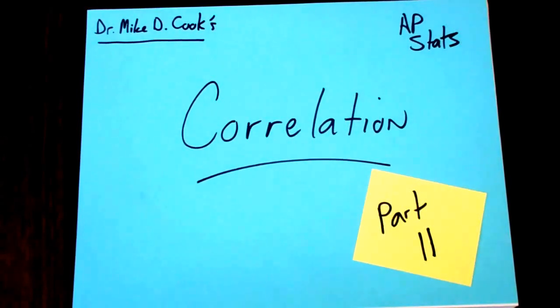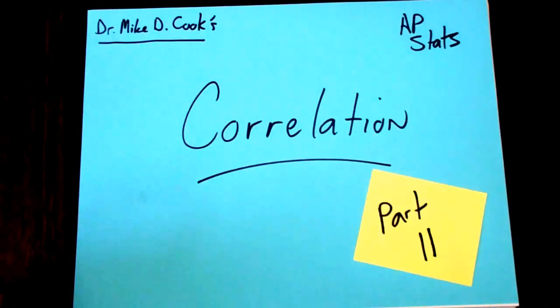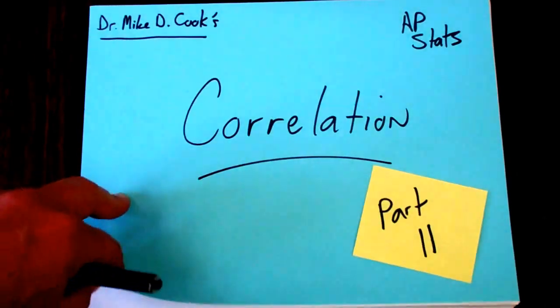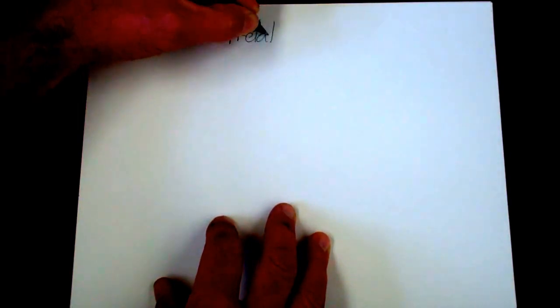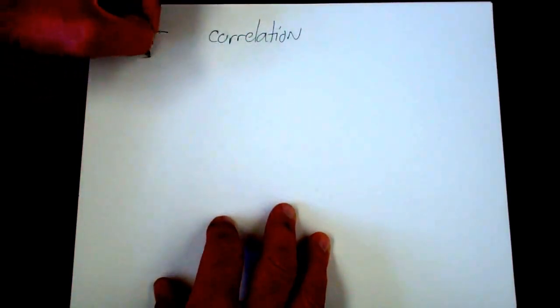This is the second video on correlation, and in this video we're going to look at the relationship between two variables, and we're going to use a numerical measure here. The measure that we're going to use is called correlation. Correlation is a statistical measure. We're going to call it R. So any time you see R in statistics, you know it's going to be a measure of correlation.